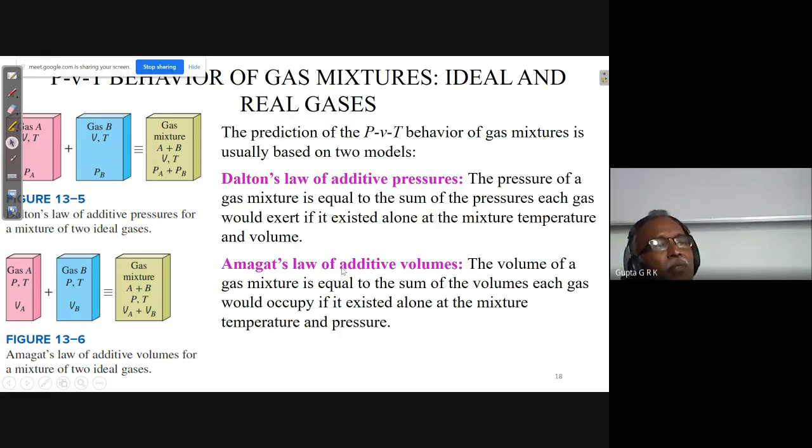In the same way, there is Amagat's law of additive volumes. If I have gas A at a given pressure and temperature, which has a volume VA, and some other gas at the same pressure and temperature occupies volume VB, and I combine these two at the same pressure and temperature, then the total volume will be the sum of the individual volumes. The volume of a gas mixture is equal to the sum of the volume of each gas that it would occupy if it existed alone at the mixture temperature and pressure. Sometimes it looks like common sense, but it may not work. Nature sometimes behaves in a surprising way, but fortunately, here it behaves in a decent way, which we can understand.